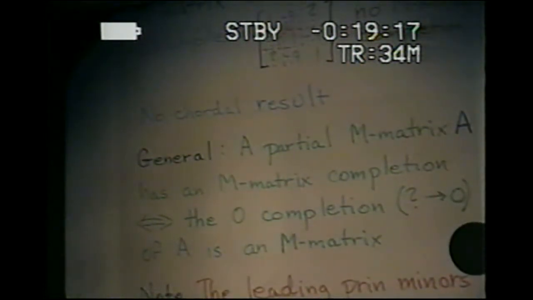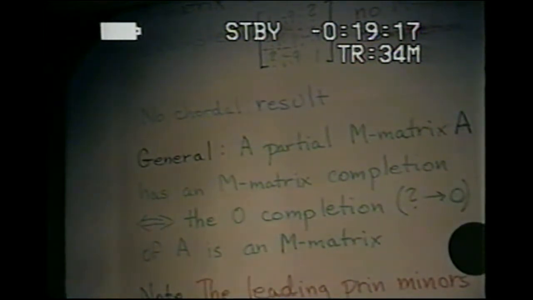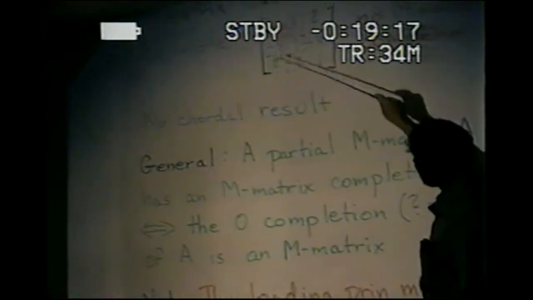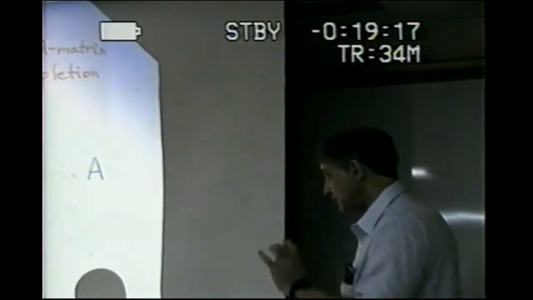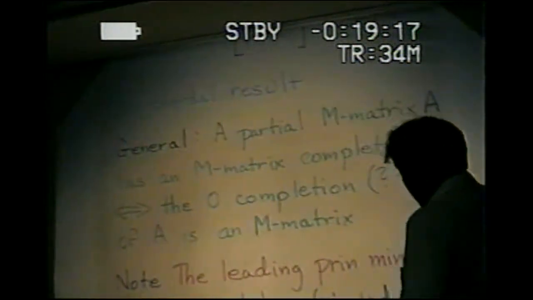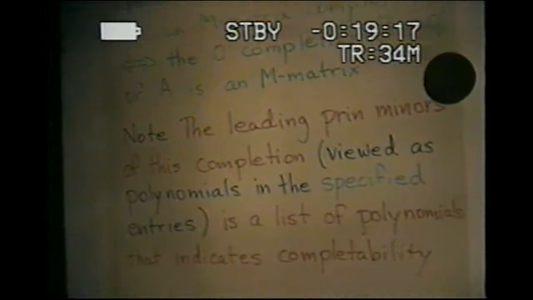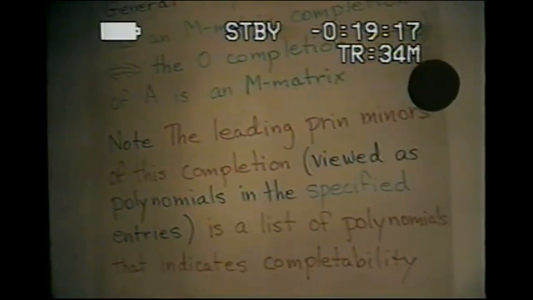As many of you know, in M matrices there's an underlying diagonal dominance. And the smaller the entries I put here, the better chance I have of having that underlying diagonal dominance. So if zero doesn't work, then nothing will work. And so I only need to check the zero completion. Now, think about this for a moment.